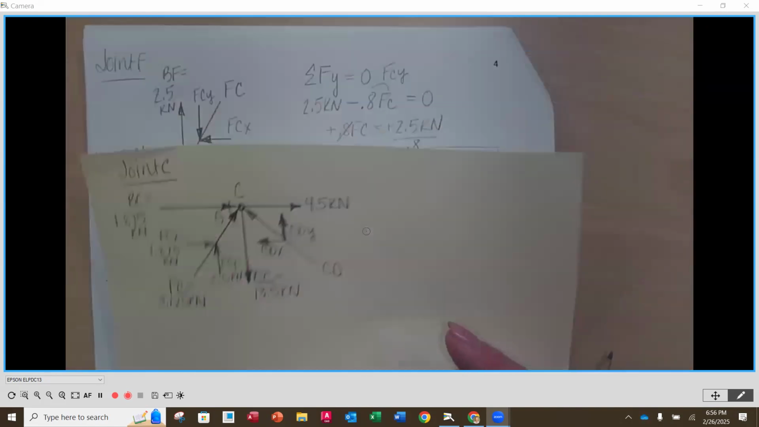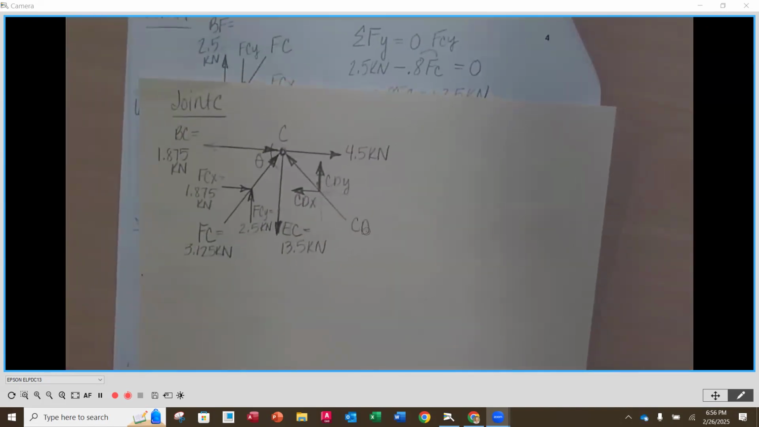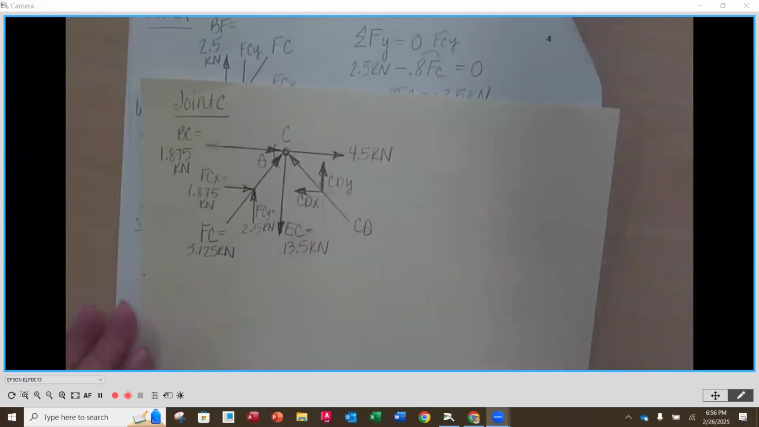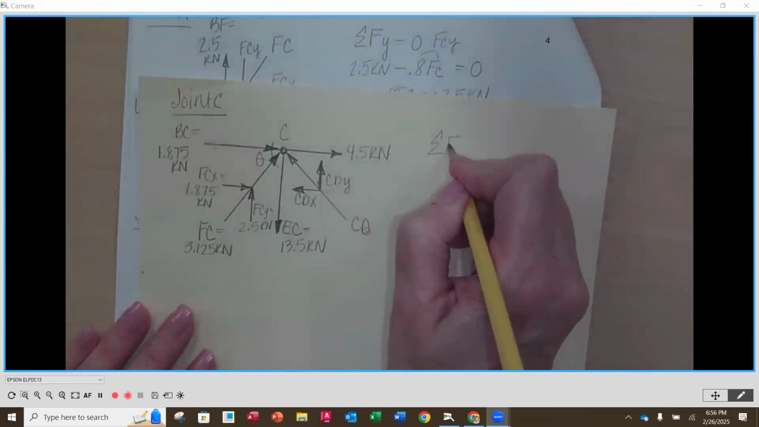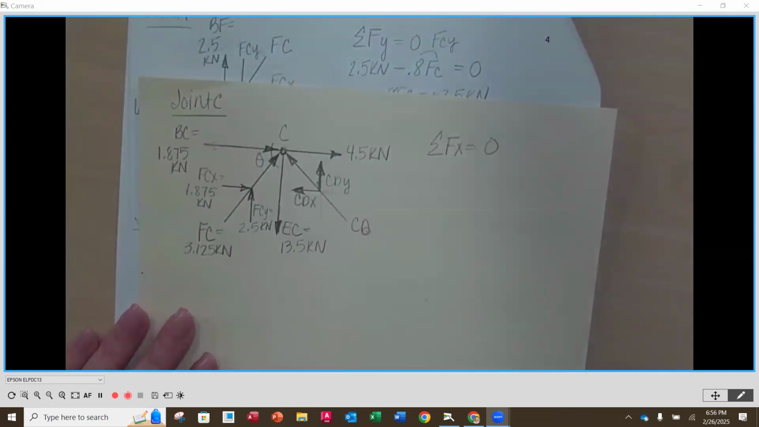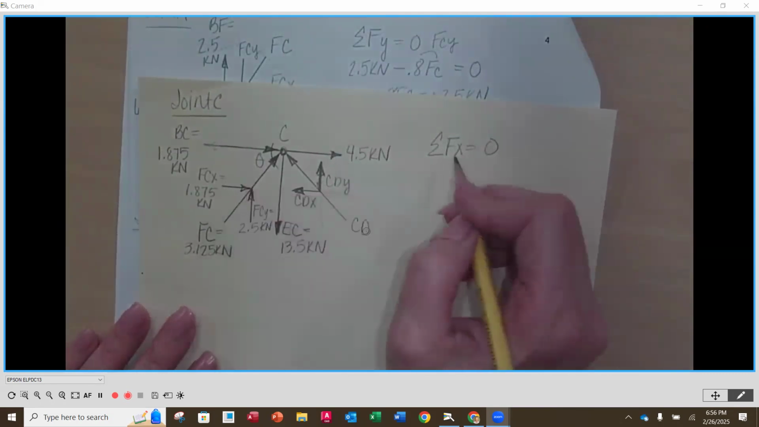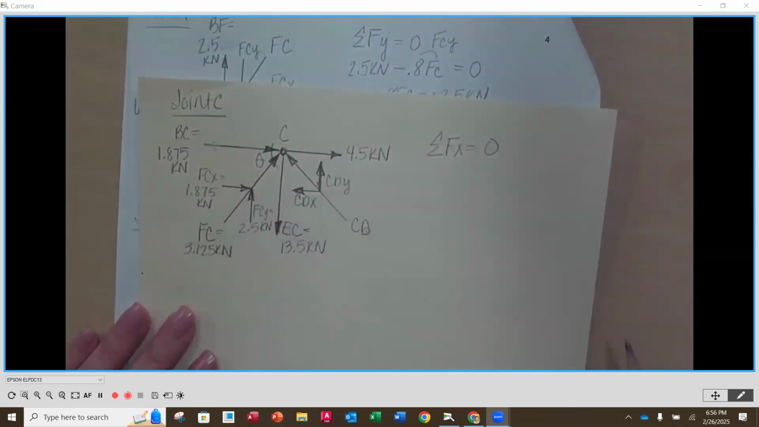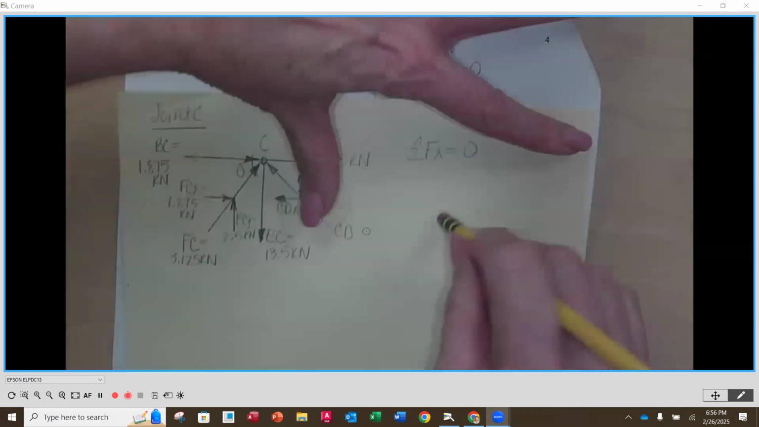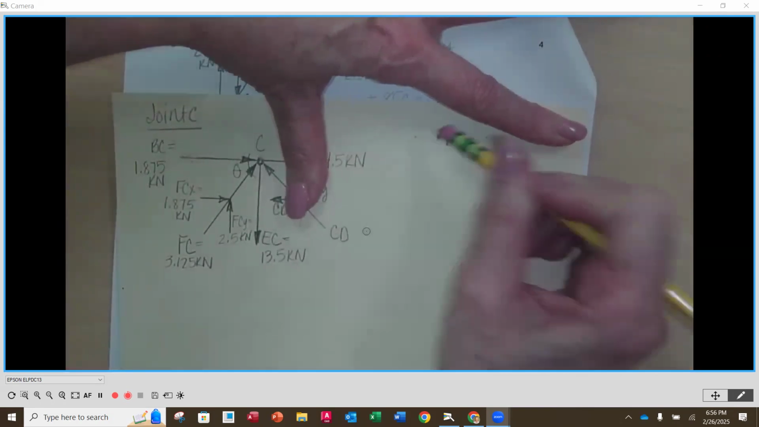All right. So now what are we going to do? Sum our forces in the X and Y to equal 0 and solve for CD. Okay. So I will do that here. Sum the forces in the X equals 0. Actually, I'm going to do it down below because I think I'll run out of room here.